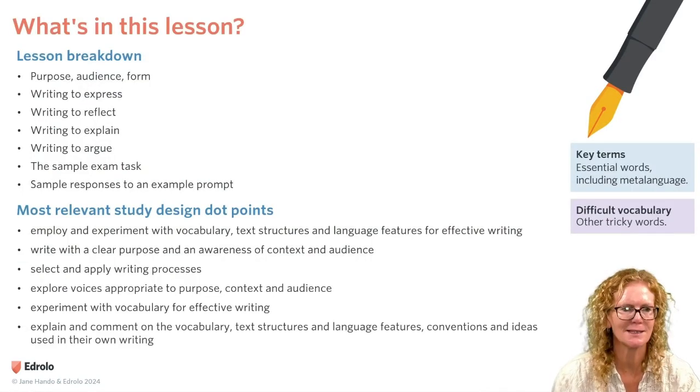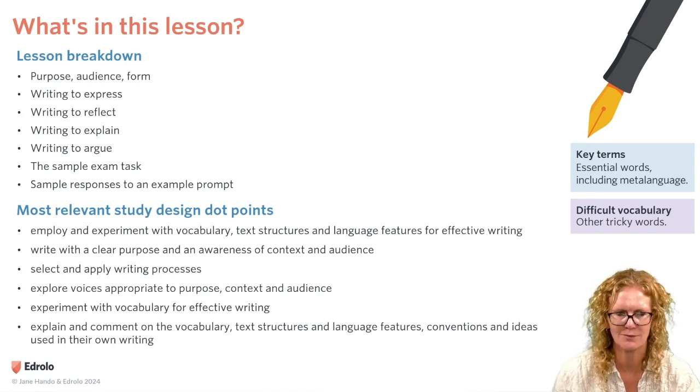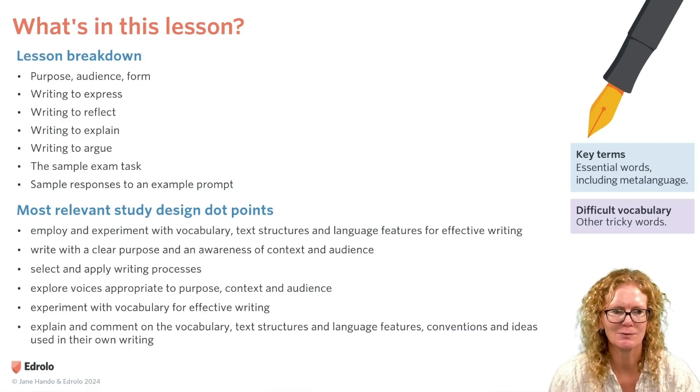So what's in this lesson? Breaking it down, we're looking at purpose, audience, and form. We're looking at the different ways that you can write. So writing to express, writing to reflect, writing to explain, and writing to argue. I'm going to check out the sample exam task, and we've got some sample responses to an example prompt that we're going to guide you through.